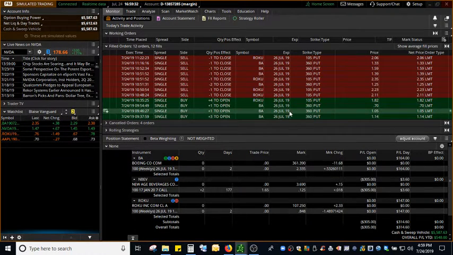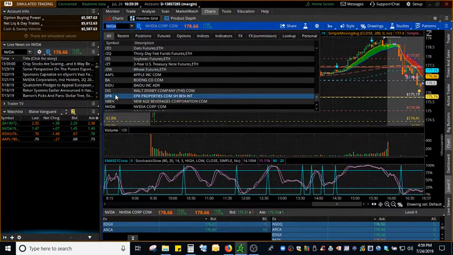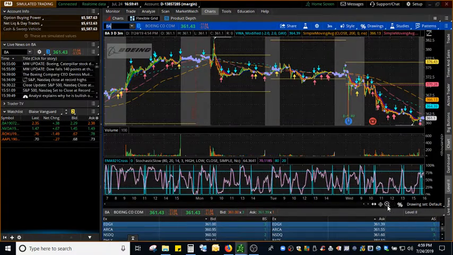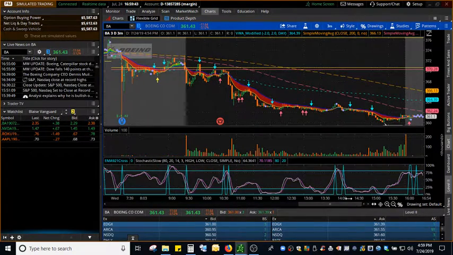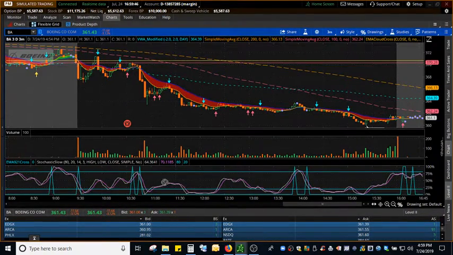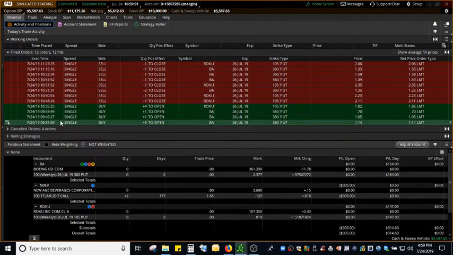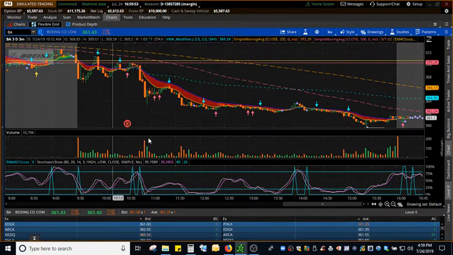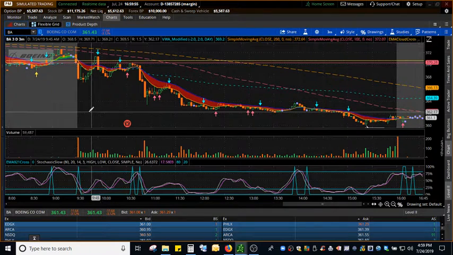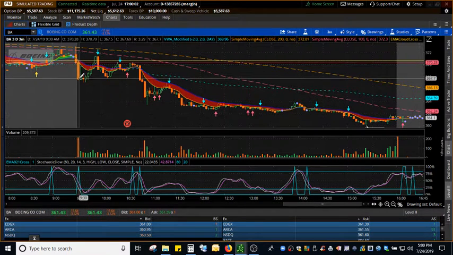I traded puts today on Boeing and ROKU. Boeing, I entered, and the reason I entered, let me get this out of here so we can see a little bit better. The reason I entered Boeing at 9:37 this morning, that would have been right about here. Yep, the low of day so far. It broke below this candle.